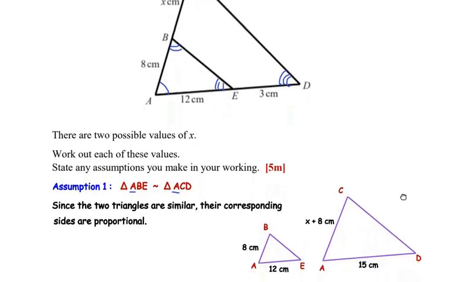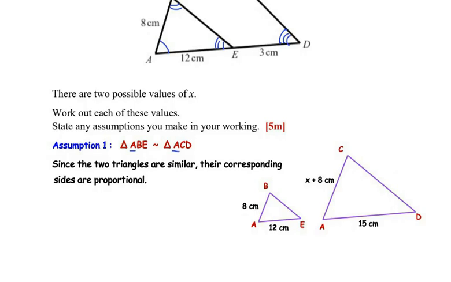So here we have broken down the two triangles and drawn them separately. So this is triangle ABE and this is triangle ACD. So angle A is equal to angle A, angle B is equal to angle C, and angle E is equal to angle D. Now once we have done this, we have marked the sides.